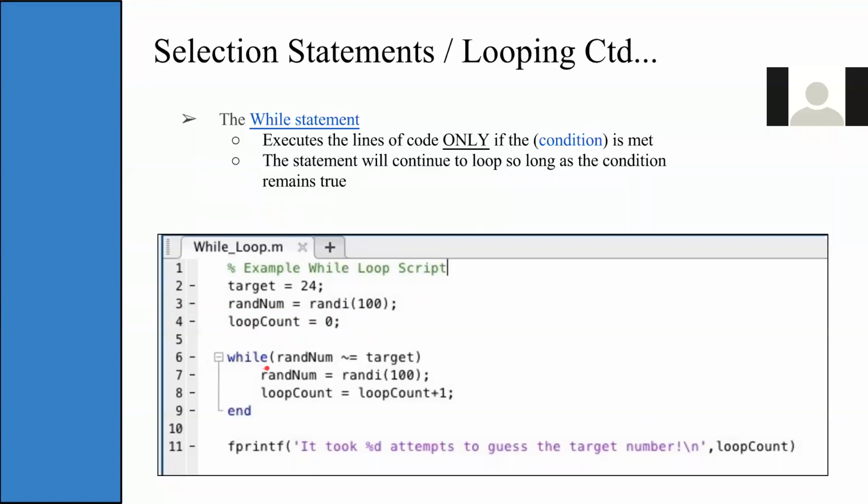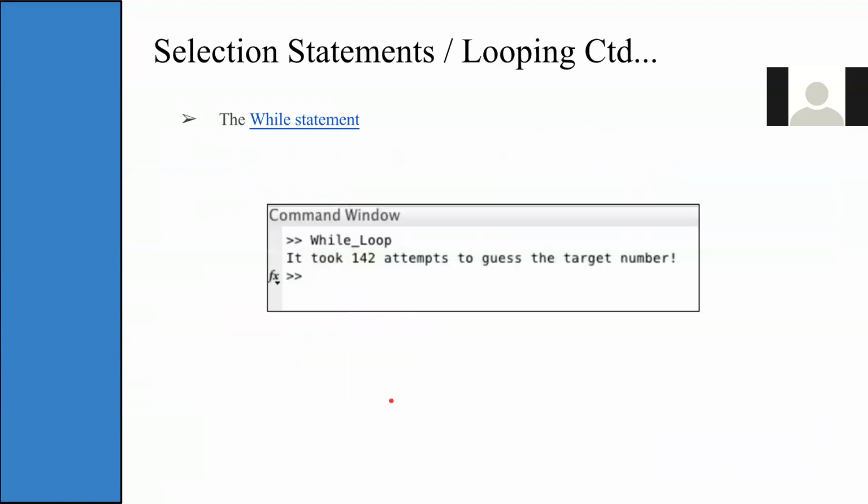And we're going to say while our random number that's being generated is not equal to our target, well, generate a new number and increment the loop count by 1. So we're not going to count this test, but it's going to say, are they equal? If they are not equal, then we need to keep testing. So this condition is actually true, and we'll call a new number and count up. And so the result looks like this. It took 142 attempts to guess the target number.